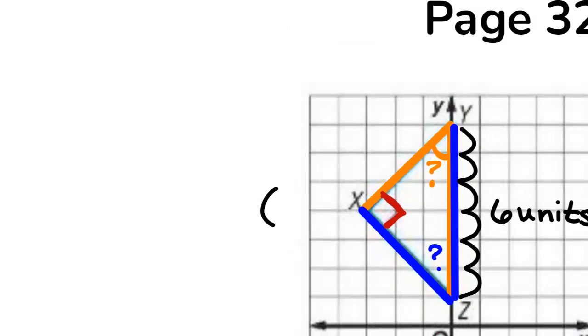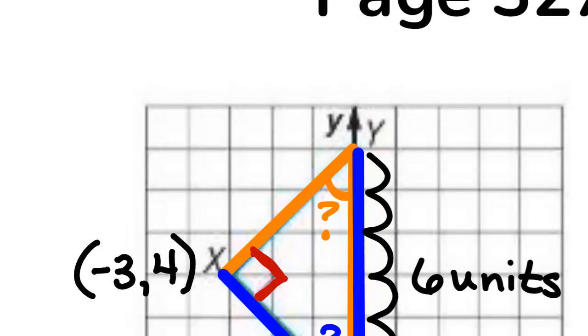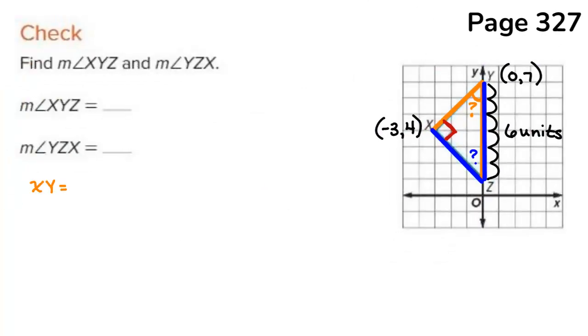Let's go ahead and write down the ordered pairs, and then we'll save the rest of this to do during our Zoom tomorrow. So the ordered pair for X, I go backwards 3, so that would be -3, and then up 4. So -3, 4 is the ordered pair for X. What's the ordered pair for Y? 0, 7. Right, this is where we're going to pick up tomorrow.